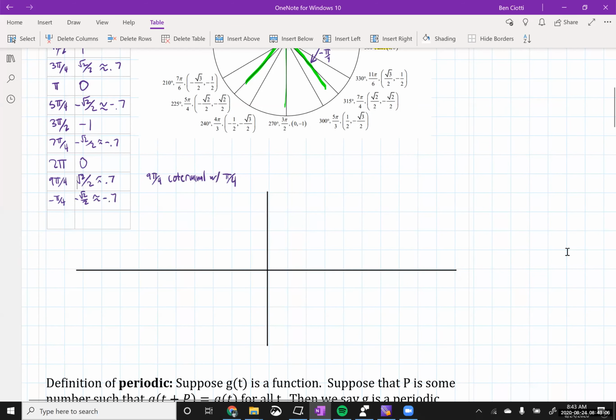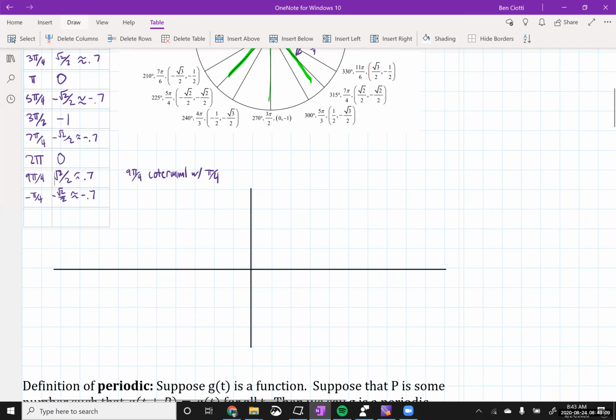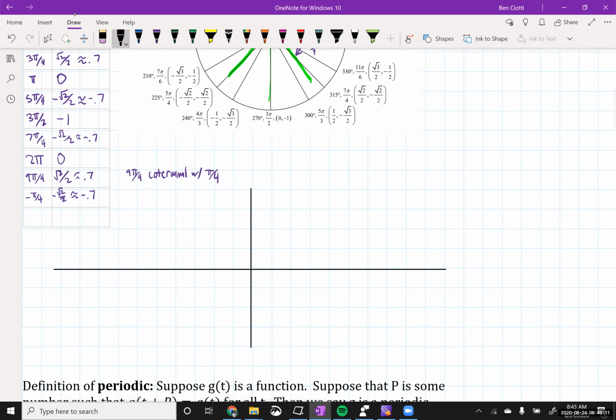Okay, so let's put some angles on this graph. Let's say there's pi, 2 pi, 3 pi, negative pi, negative 2 pi, and let's say that this is 1, and there's negative 1. Okay, so now I'm just going to start plotting all the points that I calculated.